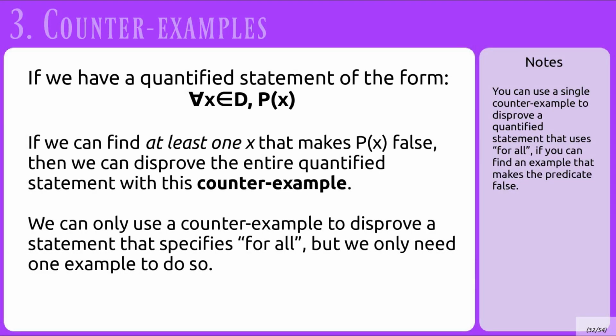If we have a quantified statement of the form, for all x in D, P of x, if we can find at least one x that makes P of x false, then we can disprove the entire quantified statement with this counterexample. We can only use a counterexample to disprove a statement that specifies for all, but we only need one example to do so.